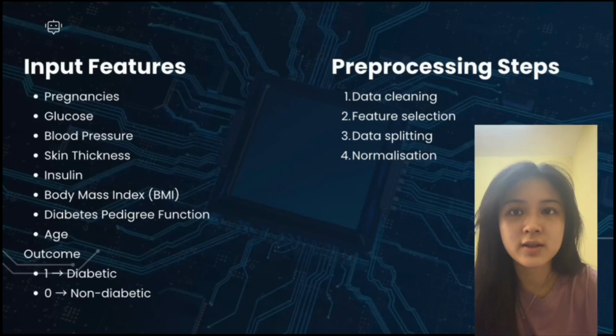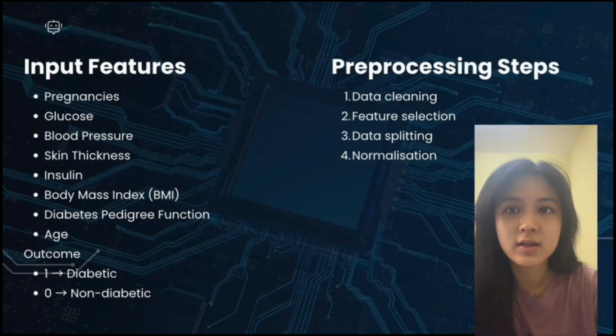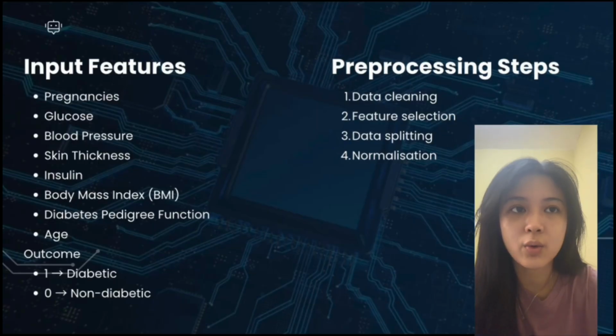The input features include pregnancy, glucose level, blood pressure, skin thickness, insulin, BMI, diabetes pedigree function, and age. The target variable is called outcome. It indicates whether the patient is diabetic, 1, or non-diabetic, 0.